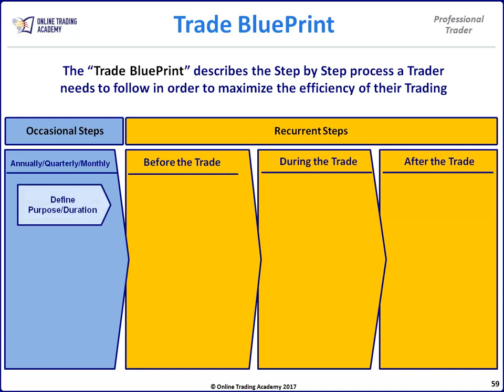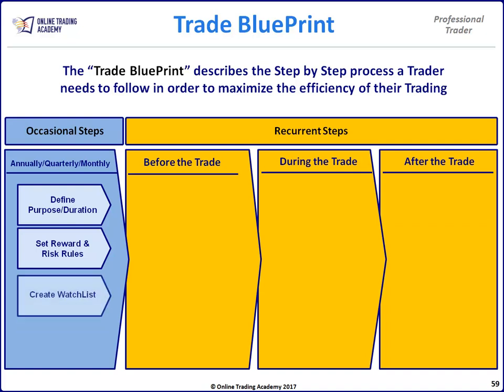Under the occasional steps, we're going to define our purpose, and really this is going to determine the duration of the trade, how long the trades that we're going to be taking will last. We're going to set our reward and risk rules, how much we're willing to risk per trade, how much of our account we're willing to lose on any given trade. We'll create a watch list of financial products to analyze as we go into the markets.